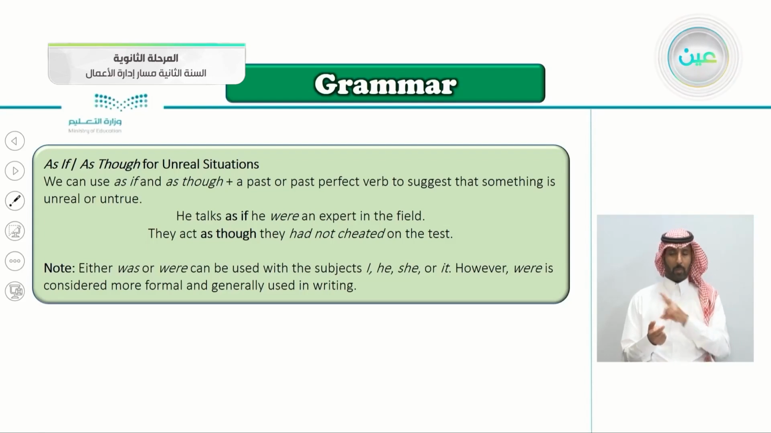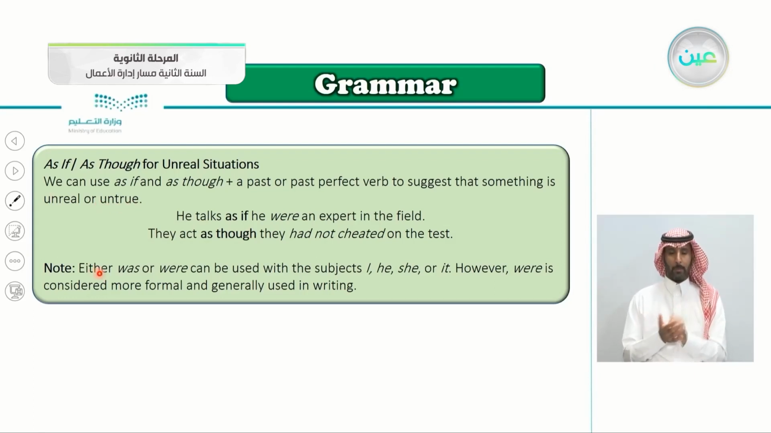Another example here. They act as though they had not cheated on the test. So you know that your friends cheated, but they don't know that you know. So they're acting normally. What do you say? They act as though they had not cheated on the test. So the reality is that they had cheated, but they're acting. So this is untrue or unreal.